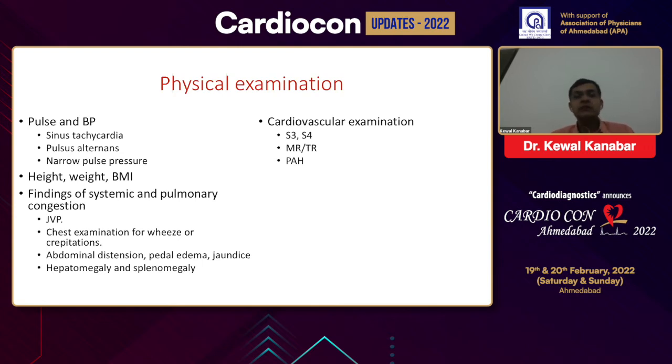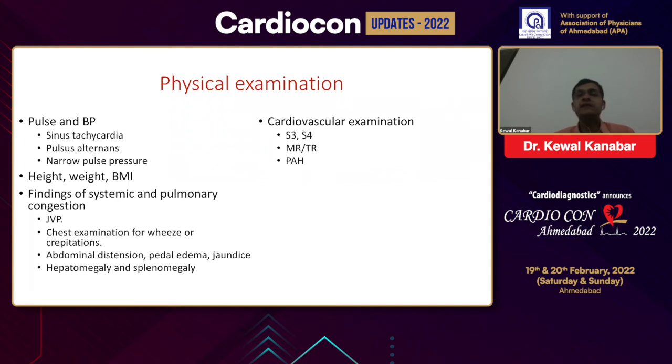I particularly want to look at the patient's general condition, the height, weight, and the BMI, because that would suggest what is the patient's clinical status. An anorexic patient usually indicates that the patient has advanced CHF. Very important is to stress on cardiopulmonary examination, particularly examination of the respiratory system to look for crepitations or wheeze and signs of systemic congestion in the form of pedal edema, hepatomegaly, and raised JVP.